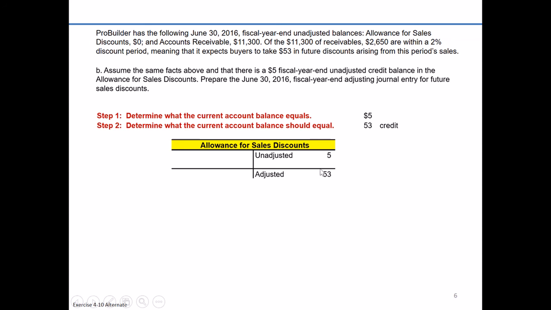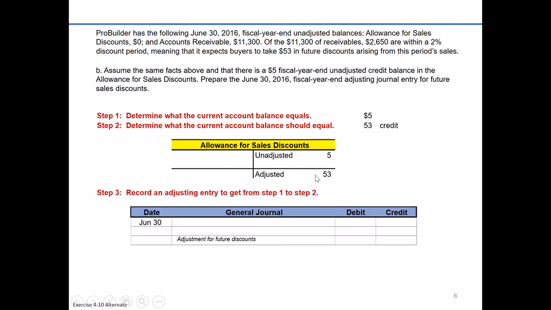So what do we need to do in order to go from a $5 credit balance to a $53 credit balance? We need to credit the allowance for sales discount account for $48 in order to bring it up to a $53 balance. So credit allowance for sales discounts for $48. The flip side of the entry is going to be exactly the same, where we'll debit sales discounts for $48.